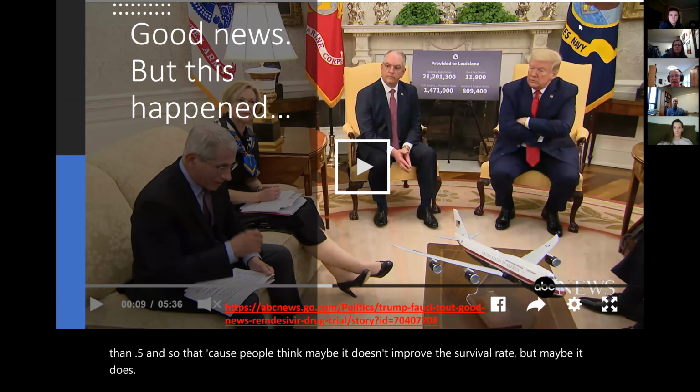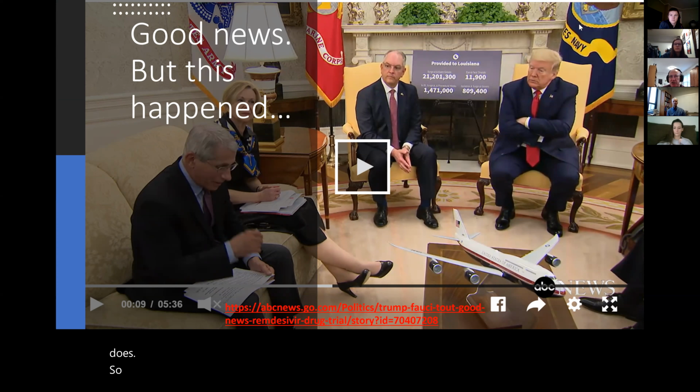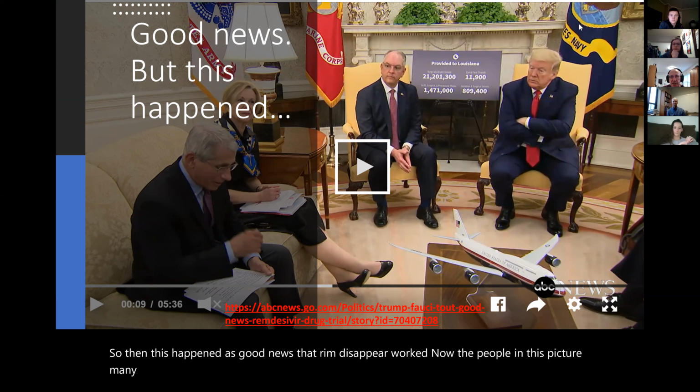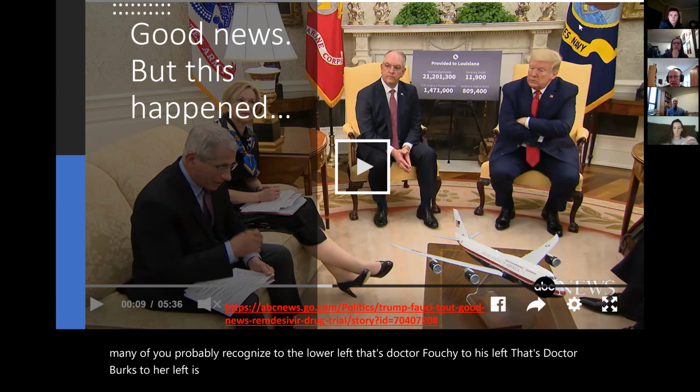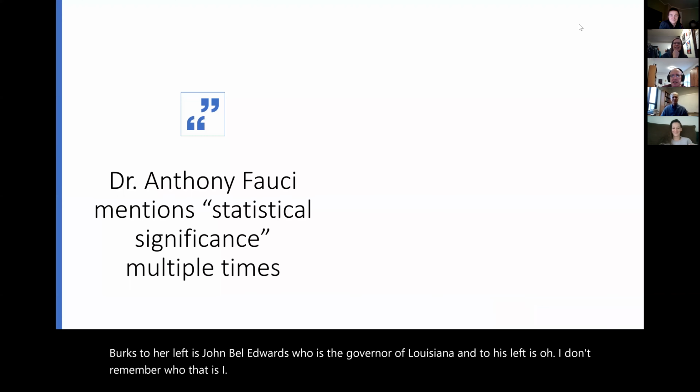So then this happened. It's good news that remdesivir worked. Now, the people in this picture, many of them you probably recognize. To the lower left, that's Dr. Fauci. To his left, that's Dr. Birx. To her left is John Bel Edwards, who is the governor of Louisiana. And to his left is, I don't remember who that is. I'll have to look at my notes later.